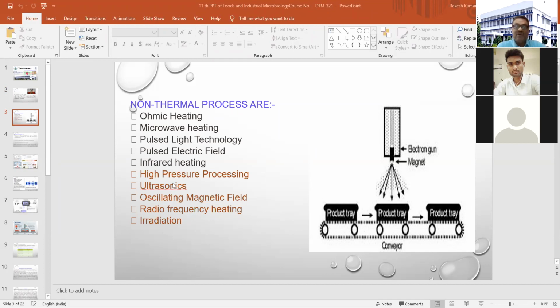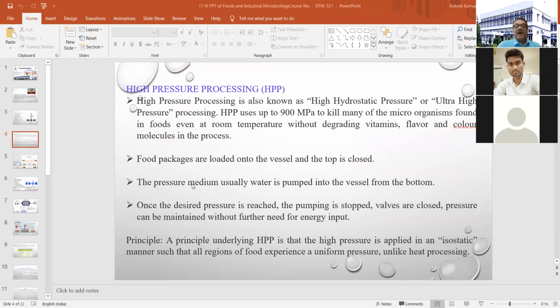So in the last class, we already discussed ohmic heating, microwave heating, pulsed light technology, pulsed electric field, and infrared heating. We were discussing high pressure processing technology, but due to some neck problem, it was not completed. So again, I will repeat this. And thereafter, ultrasonics, oscillating magnetic field process, then radio frequency heating, and irradiation, which is the most popular among all these methods. So first of all, high pressure processing technology.